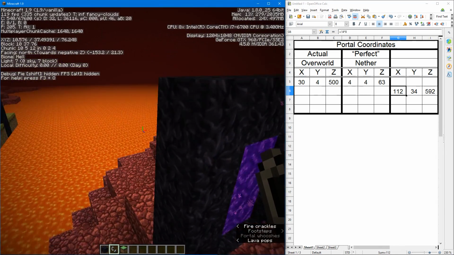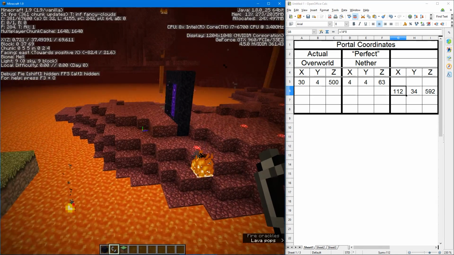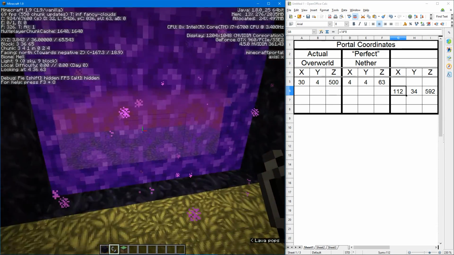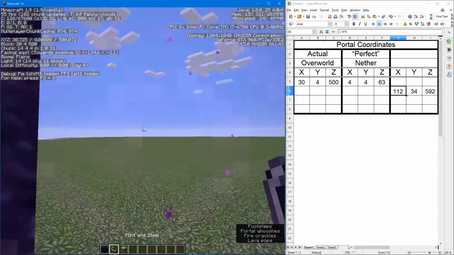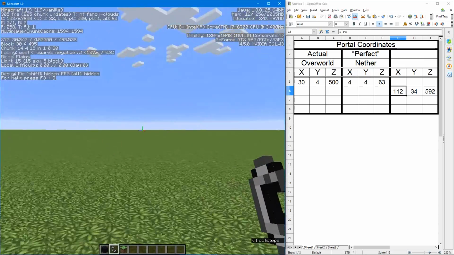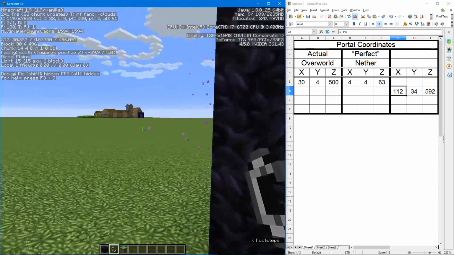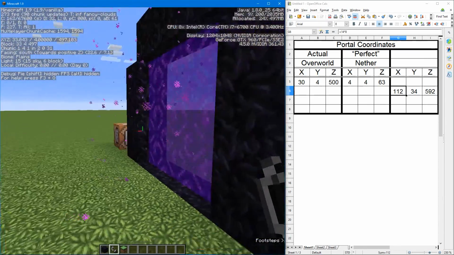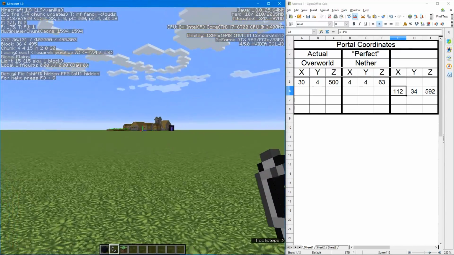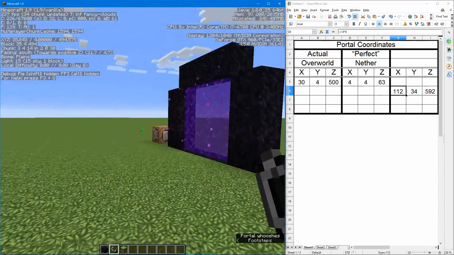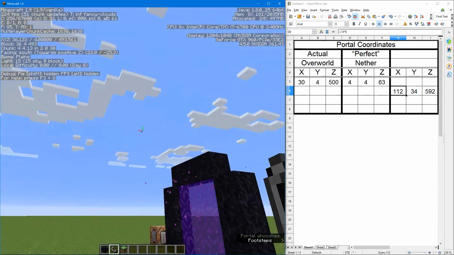Even though these are fairly close to each other in the actual Nether, in the overworld you can travel a pretty long distance. Where's the other portal? Oh, it's all the way over there. So, as you can see, the Nether can be used as a very useful mode of transport.